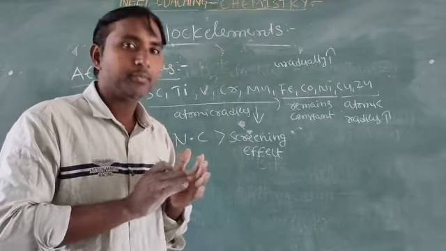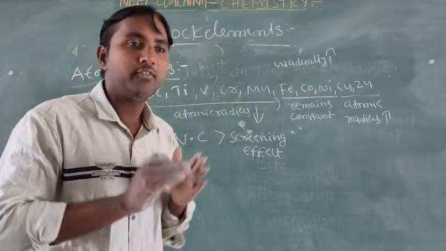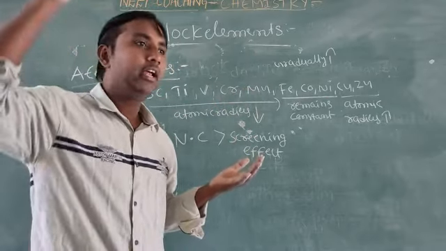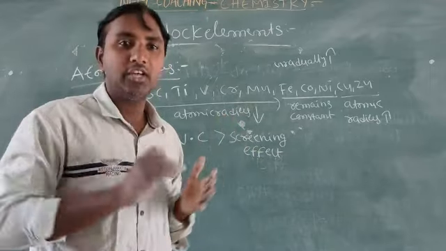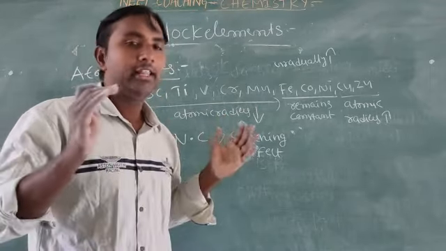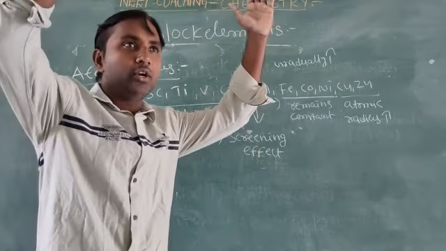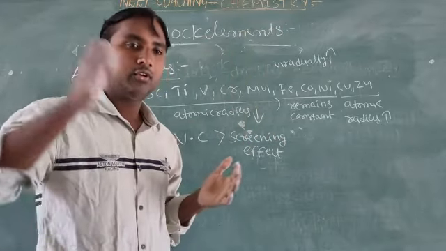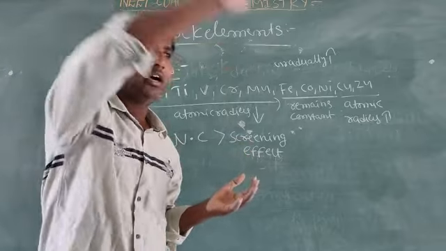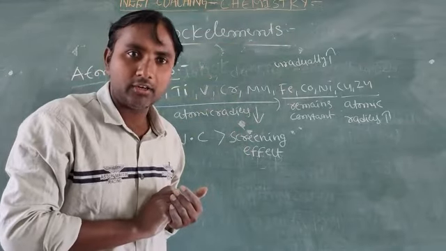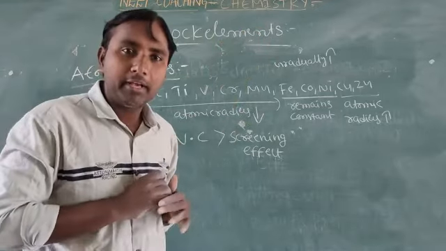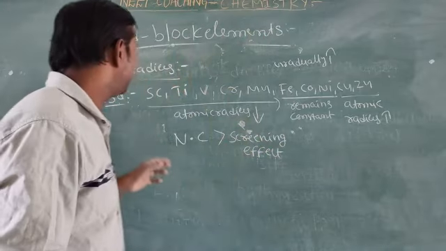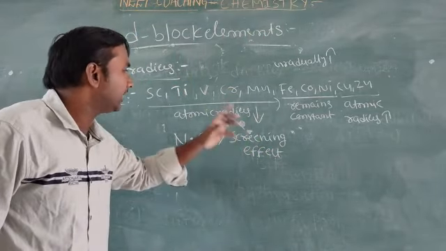Screening effect means that due to repulsions of inner electrons, the nuclear charge is much less effective on the valence shell electrons. So the effective nuclear charge on the valence shell electrons decreases, which leads to the atomic radius increasing. That is the screening effect. Here the nuclear charge is greater than the screening effect.